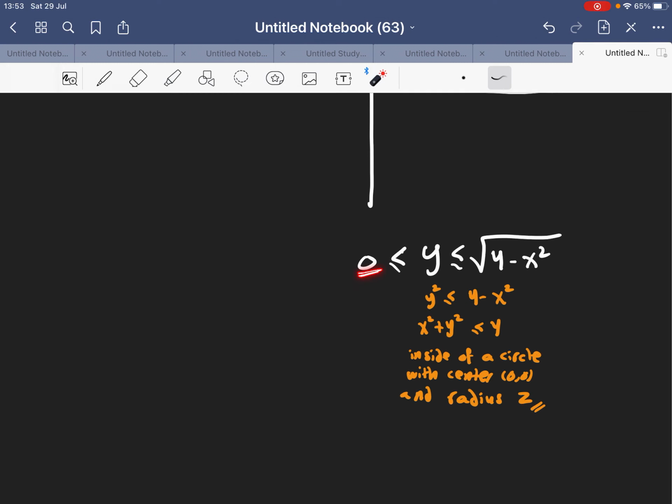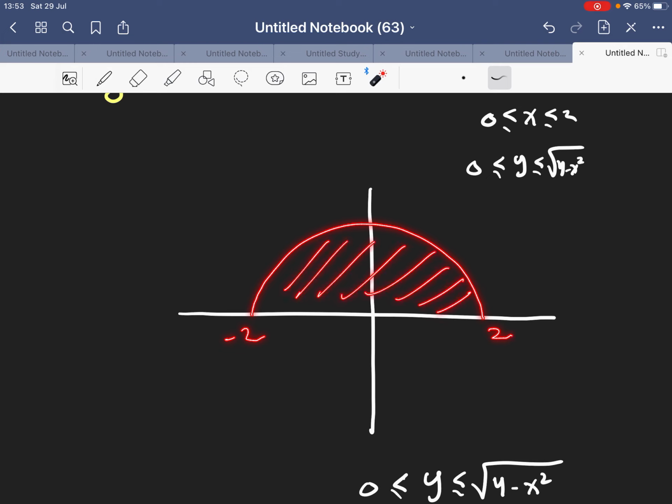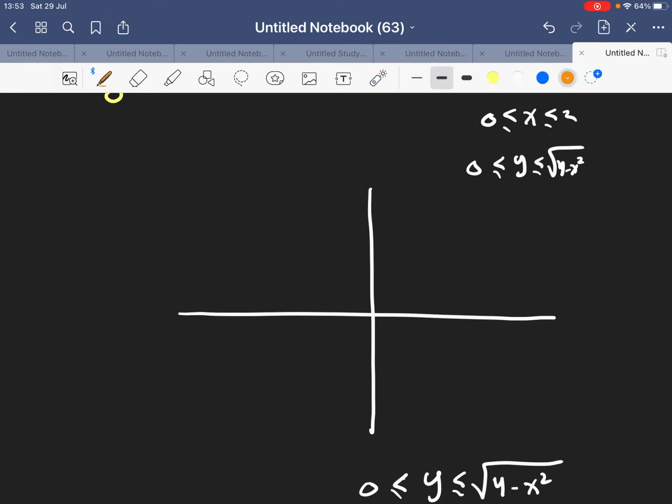But there is a catch here. I have the y should be always positive. So if I draw the circle, I need to take only the upper half because y should be positive, and I should look at the inside of the circle. However, I have also x starting from 0. So only this area should be covered. And that's how we sketch the graph of this function. So here 2, and I need only to look at this part here.